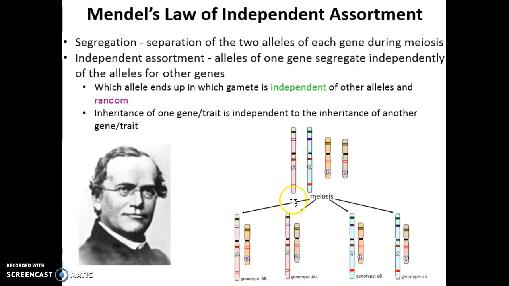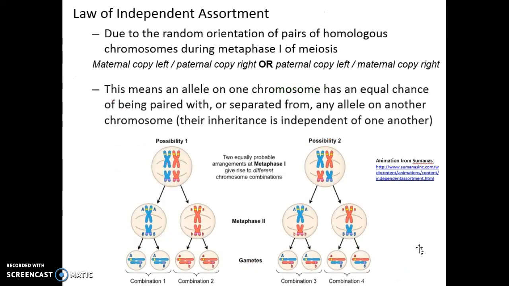And so in this case, like we say, big A can be inherited with big B, or big A can be inherited with little b, so you can get different combinations of traits there. Or little a can be inherited with big B, or little a can be inherited with little b, right? So all different types of combinations. So which allele or which trait you get is going to be separated independently from other genes. And this is going to be due to the random alignment, or how the chromosomes actually line up during metaphase 1 of meiosis, right?